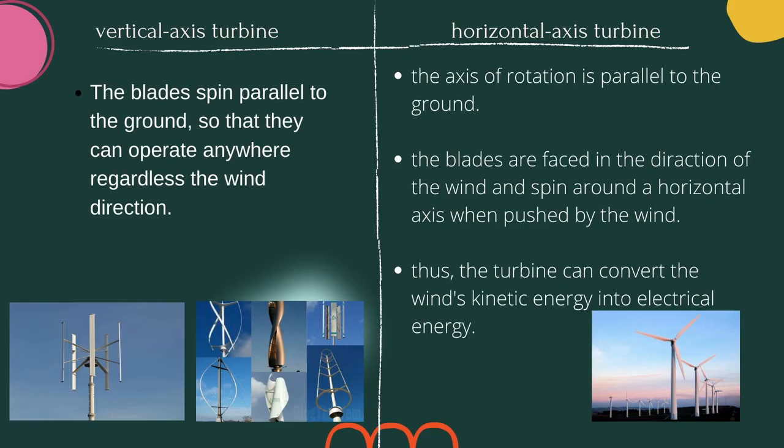For the vertical axis turbine, the blades spin parallel to the ground so that they can operate regardless of the wind direction. For the horizontal axis turbine, the axis of rotation is parallel to the ground. The blades face the direction of the wind and spin around a horizontal axis when pushed by the wind. Thus, the turbine can convert the wind's kinetic energy into electrical energy.